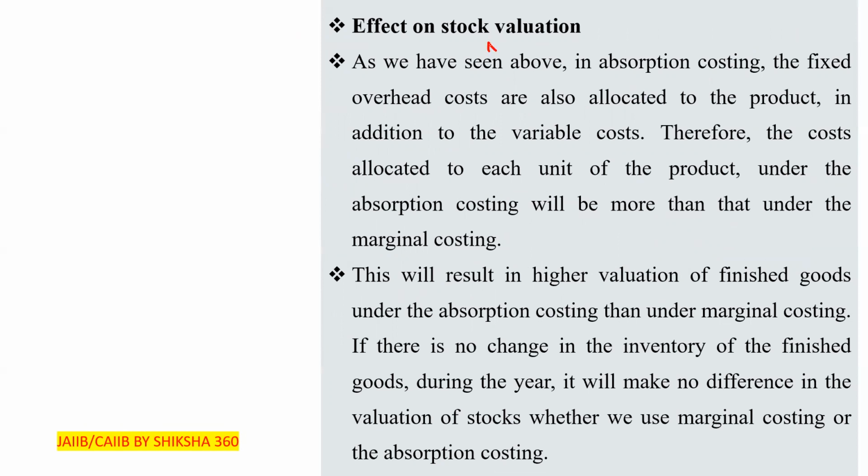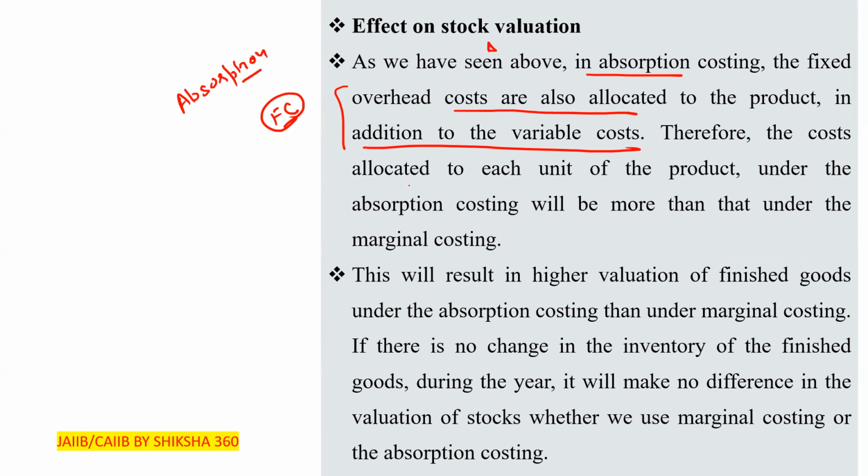As we have seen above, in absorption costing, the fixed overhead costs are also allocated to the product in addition to the variable cost. The fixed cost basically has to be included under the absorption costing. So therefore, the cost allocated to each unit of the product under the absorption costing will be more than that under the marginal costing. Clear?